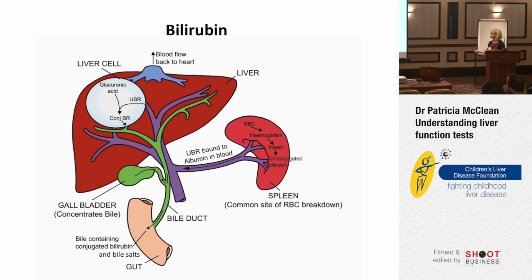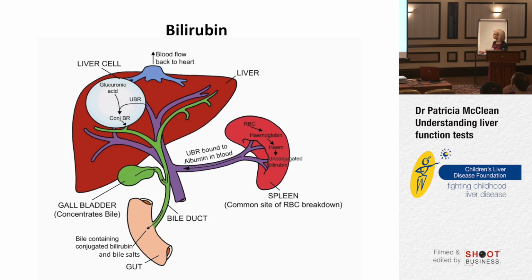The bile is stored in the gallbladder, and then when food starts coming along the gut, the gallbladder squirts bile out to mix with the food. The bile contains the bilirubin, but this is the conjugated bilirubin, and it also contains bile salts, which is necessary to help you digest fat and food.